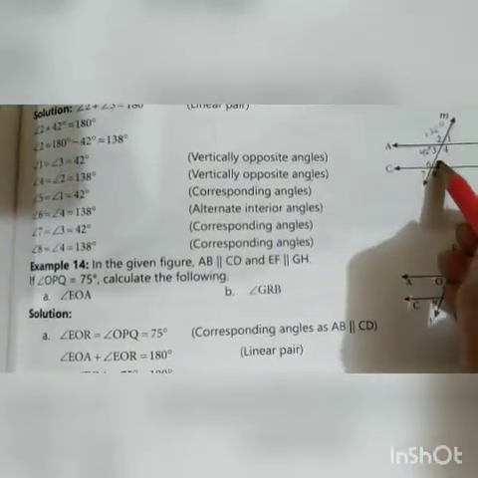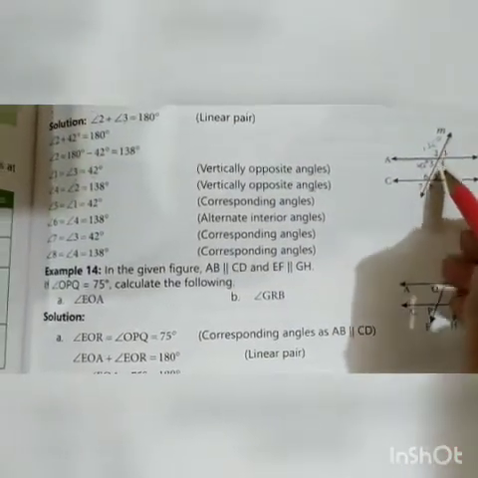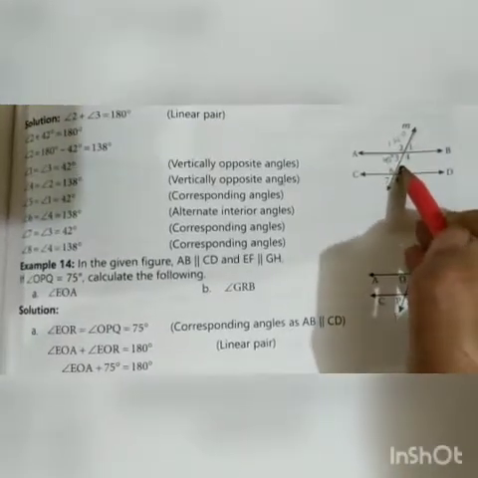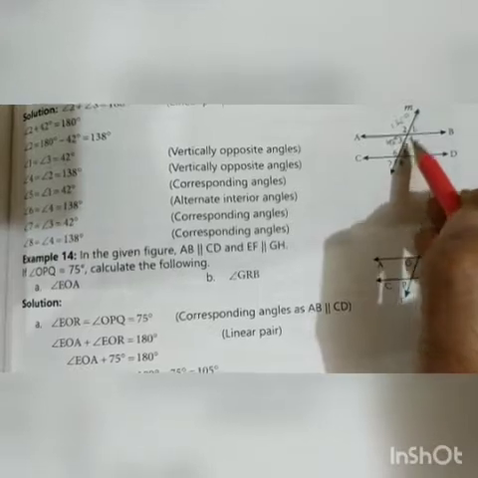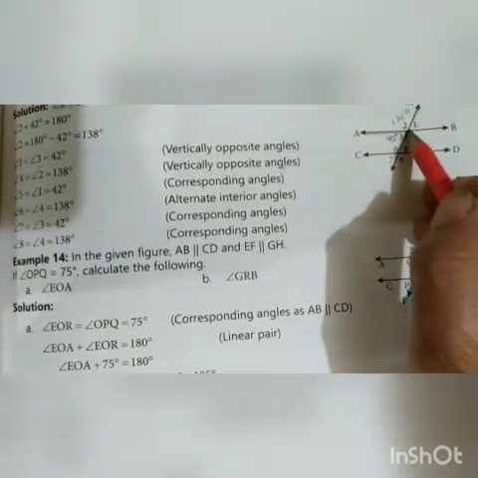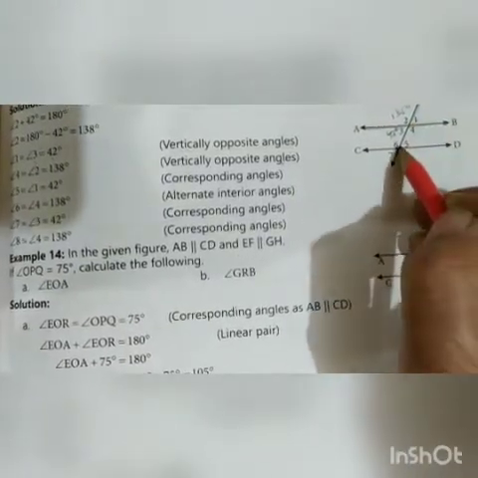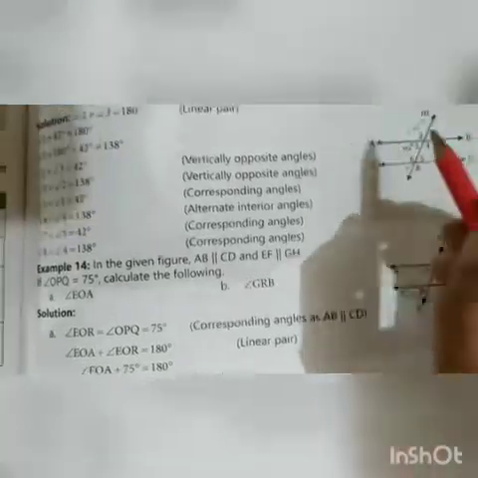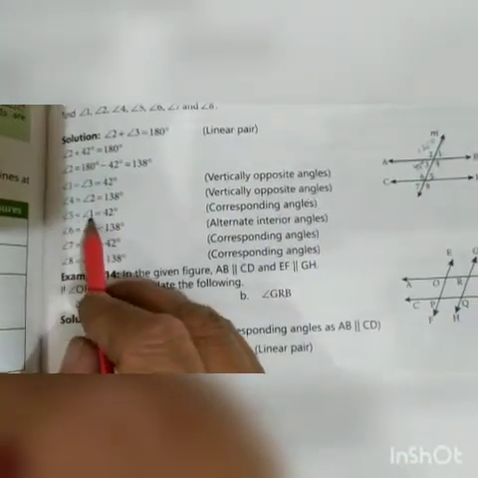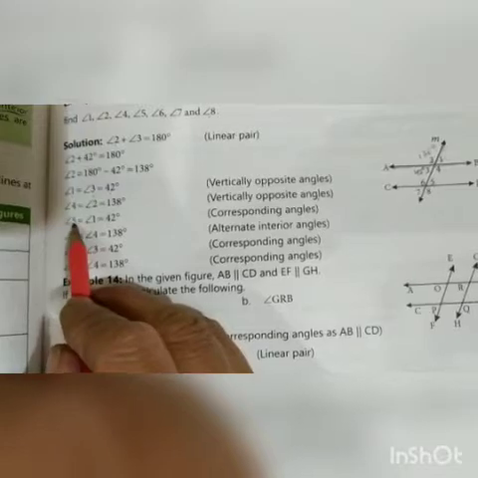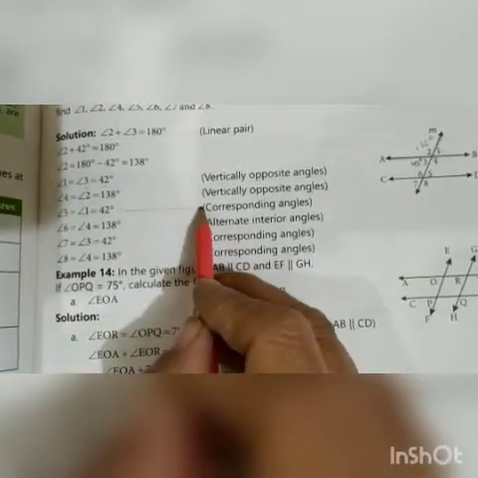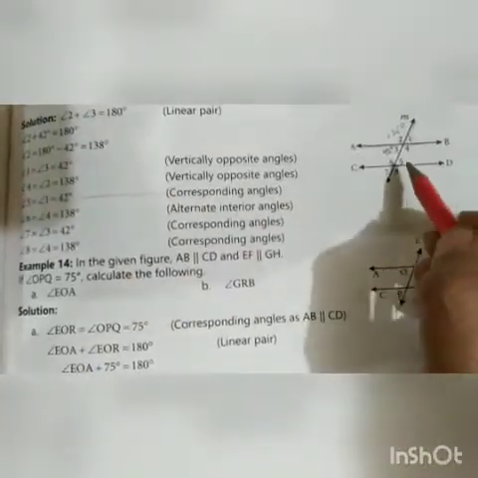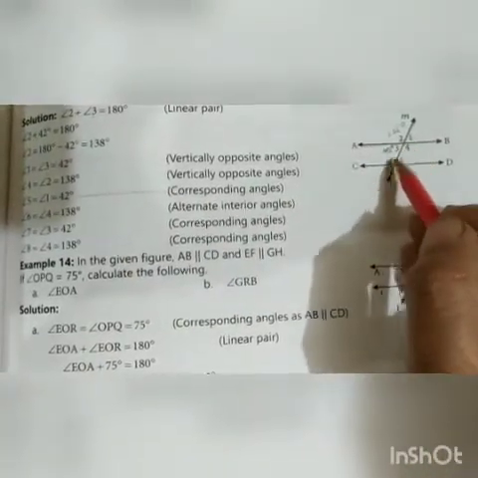Now angle 5 and angle 1. What type of angles are these? These are corresponding angles. Just now I explained to you. 1 and 5 are corresponding angles. Above this line angle 1, above this line angle 5. So angle 5 is equal to angle 1. These are corresponding angles.